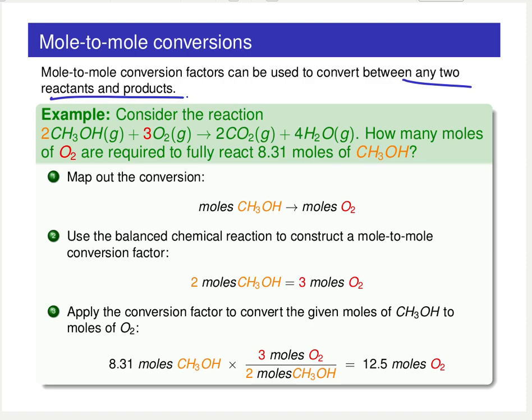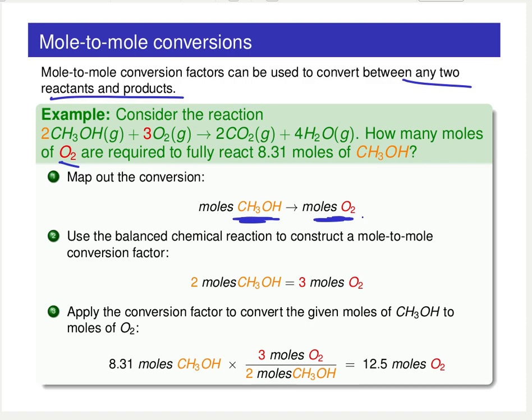Okay? All right. So in this case, we again want to identify what we're starting with and where we want to end up. So we're going to map out that conversion. We're going to be starting off, in this case, with methanol, and we want to figure out how many moles of O2 are required to fully react with this given amount of methanol. So in this case, we're focusing entirely on the reactant side of the equation. We're given a certain amount of one reactant, and we want to figure out how much of the other reactant, O2 in this case, is going to be required.